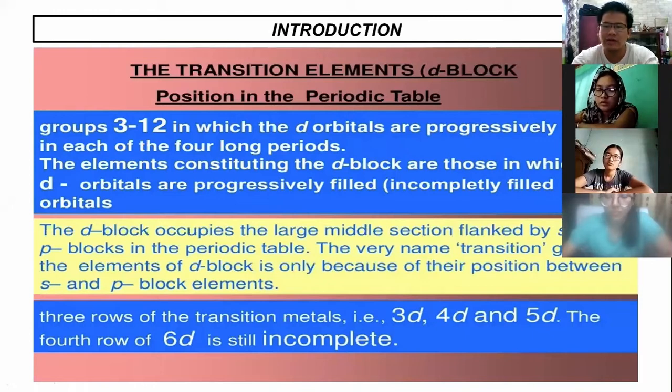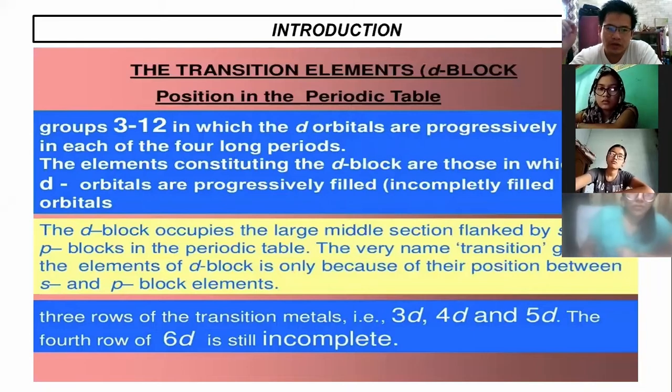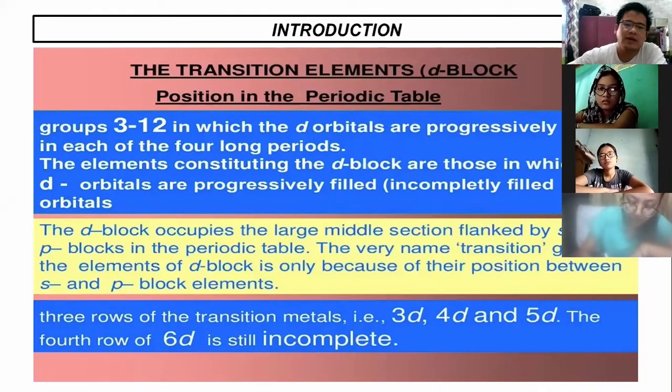You have learned in detail about the s block and the p block in the previous classes. Now we have come to the d block elements, the transition between the s and the p block elements. So group number 3 to group number 12 are the transition elements. They are also called the d orbitals.